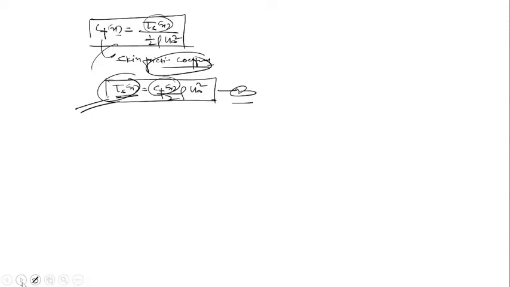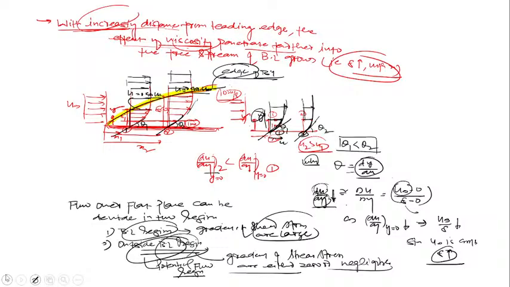क्लियर है बेटा? बोलो. This is all about your velocity boundary layer. Any problem till now? Tell me.